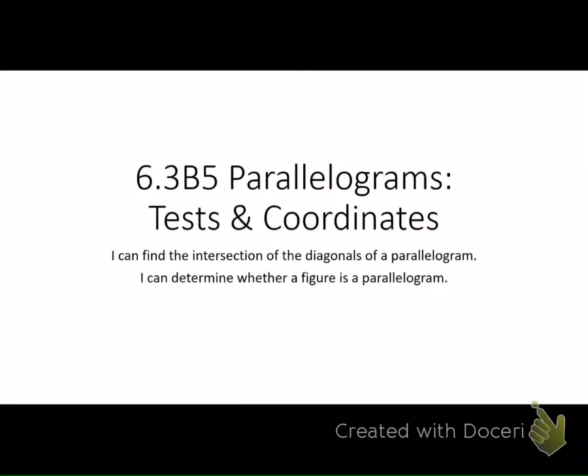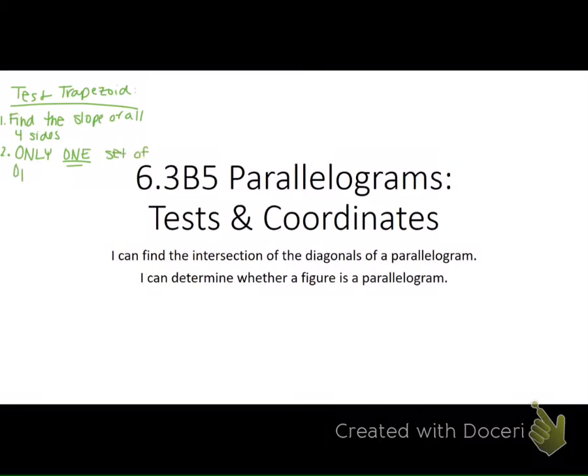I'm going to remind you. So a test for just a regular trapezoid, which is kind of what you're asking me, Casey, is that you find the slope of all four sides. Find the slope of all four sides. Only one set of opposite sides can be parallel.